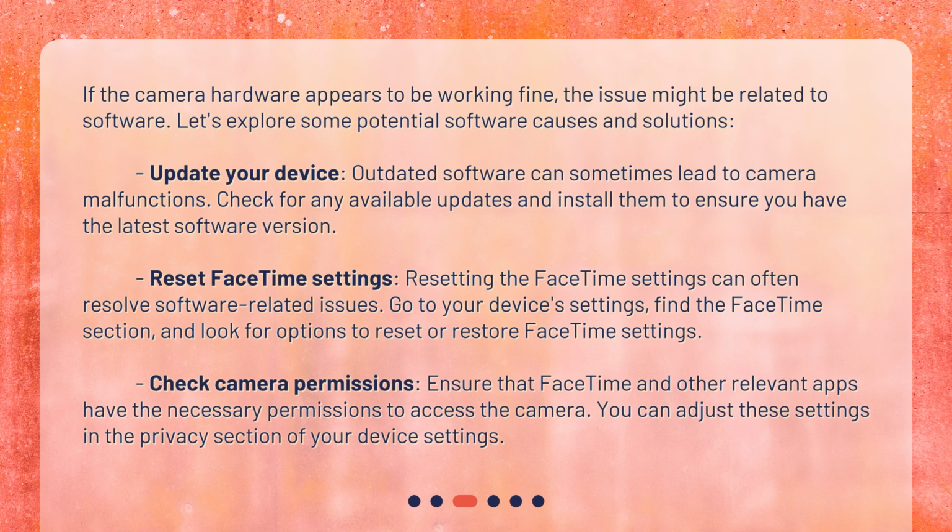Reset FaceTime settings. Resetting the FaceTime settings can often resolve software-related issues. Go to your device's settings, find the FaceTime section, and look for options to reset or restore FaceTime settings. Check camera permissions. Ensure that FaceTime and other relevant apps have the necessary permissions to access the camera. You can adjust these settings in the privacy section of your device settings.